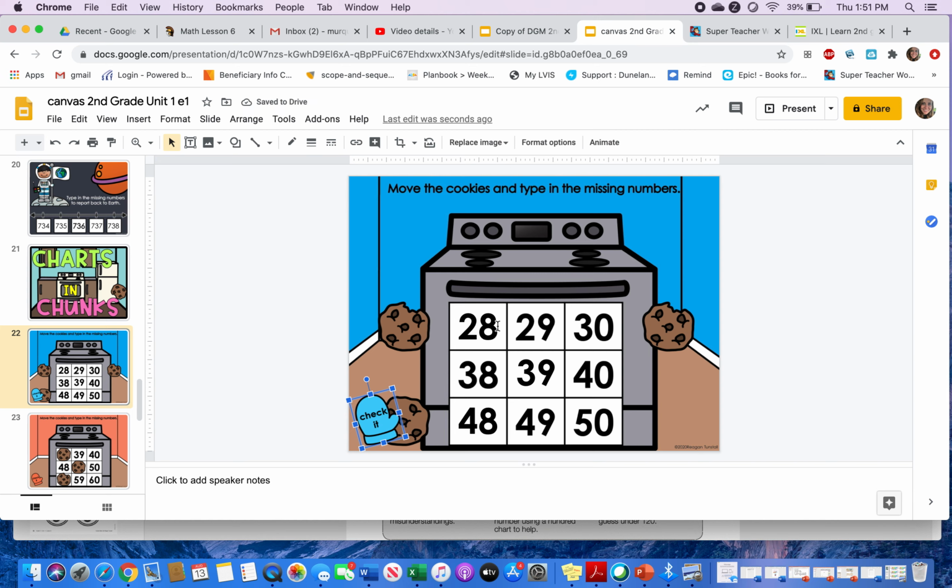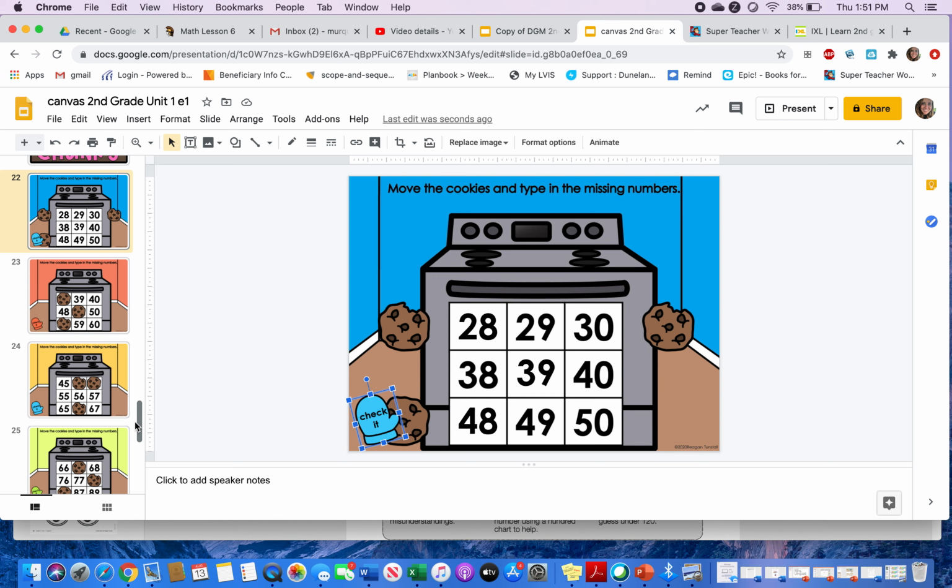Awesome. So let's look at this. We have 28, 29, 30, 38, 39, 40, 48, 49, 50. We did awesome. Do you see the patterns? If you look at 100 charts, you have the 20s row, the 30s row, right? And going this way, the ones place stays the same. So 28, 38, 48. All right, let's try the next one.